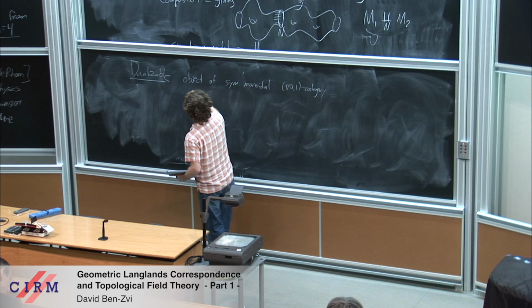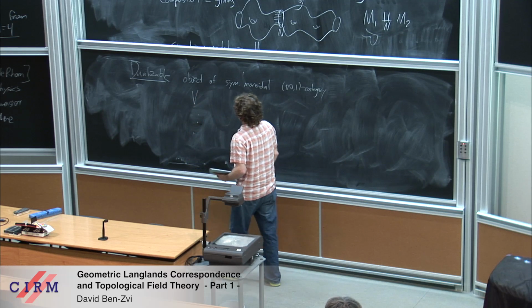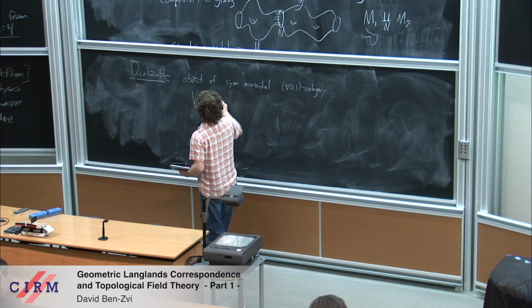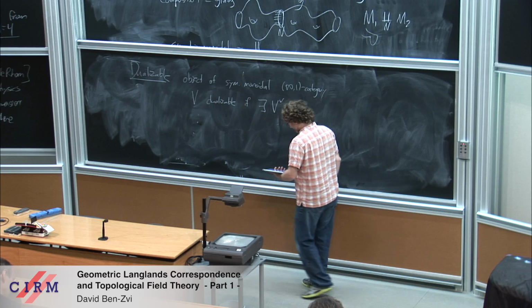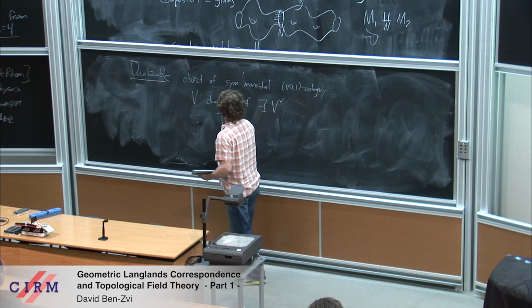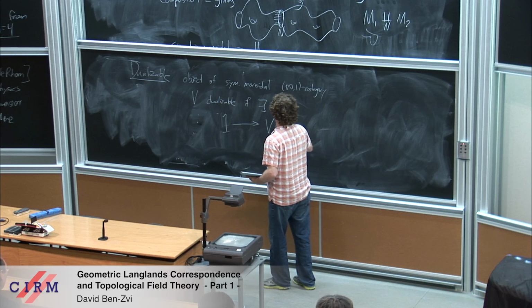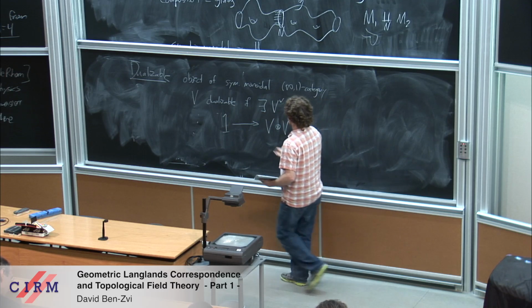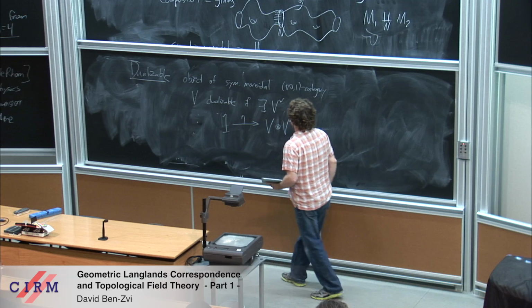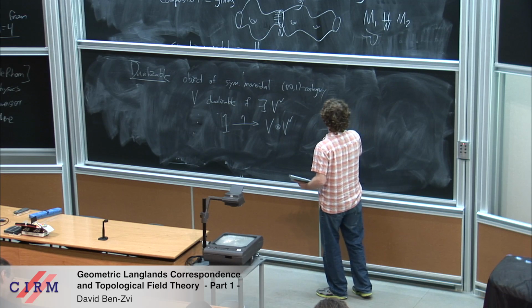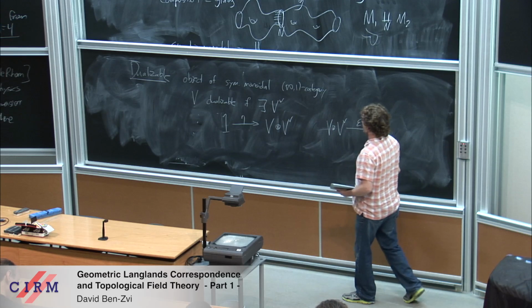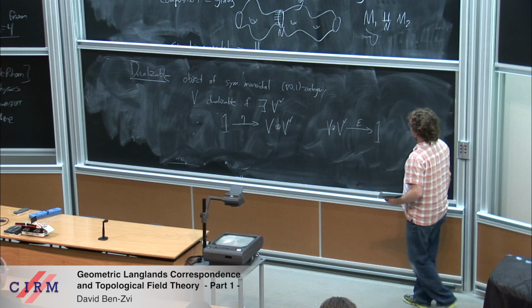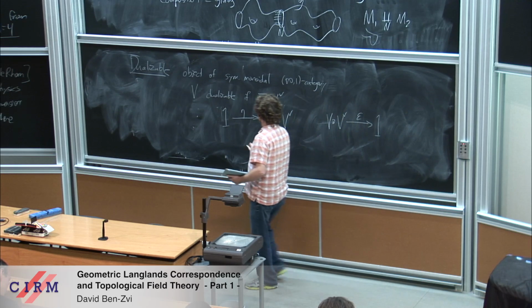Dualizable object means I have an object V. Given an object V, we say it's dualizable if there exists some object, which we'll call V dual, together with a map from the unit to V tensor V dual, which we'll call eta. This is the co-evaluation, and a map epsilon from V tensor V dual to 1. This is the evaluation. And these two maps satisfy a relation, which is the Zorro move.